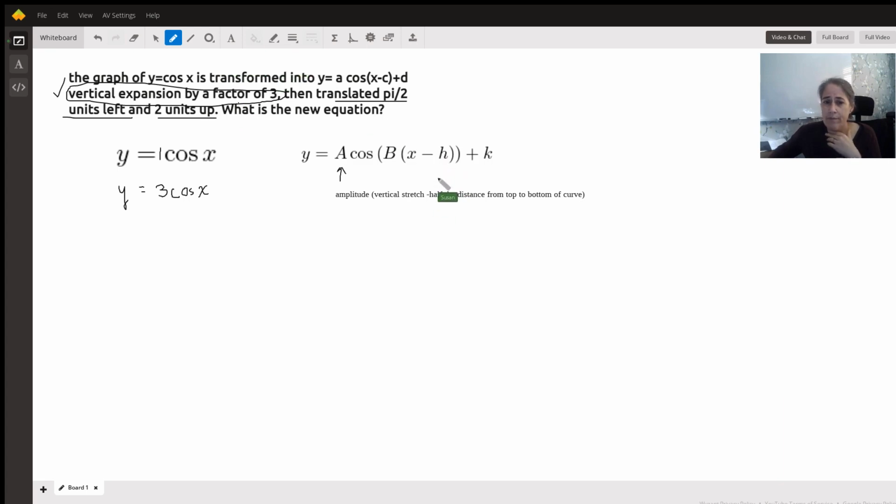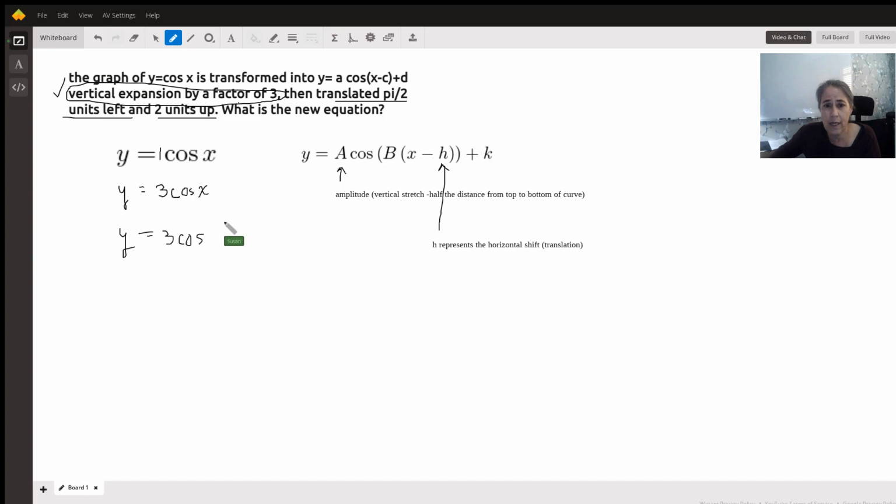In our transformed form, the H represents the horizontal shift. That's why it's H. H is for horizontal. Sometimes it's called a translation, which is what your problem says, and sometimes they'll say a shift. And H is pi over 2. So this number will be put in with this 3. So we have the 3.